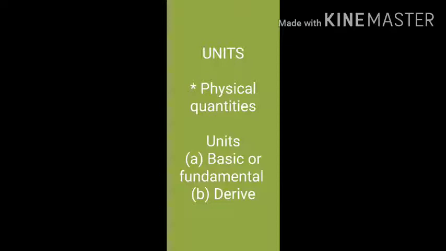Now the units. Units can basically be divided in two different forms. Number one, basic or fundamental. Number two, derived. Basic or fundamental units are length, mass and time. Normally we will start with these three, but we will explain this later. Length, mass and time are the basic physical quantities.